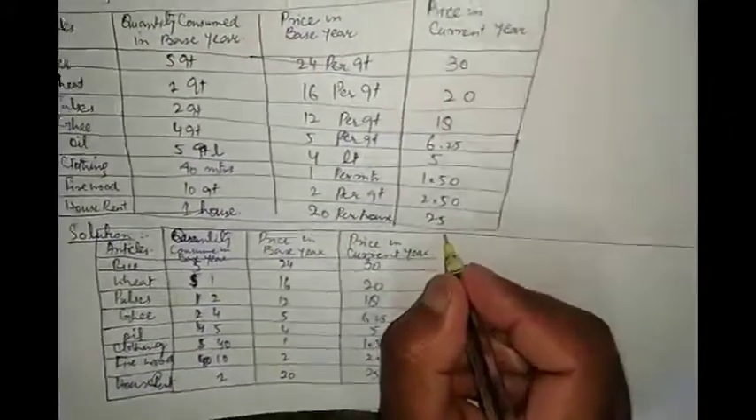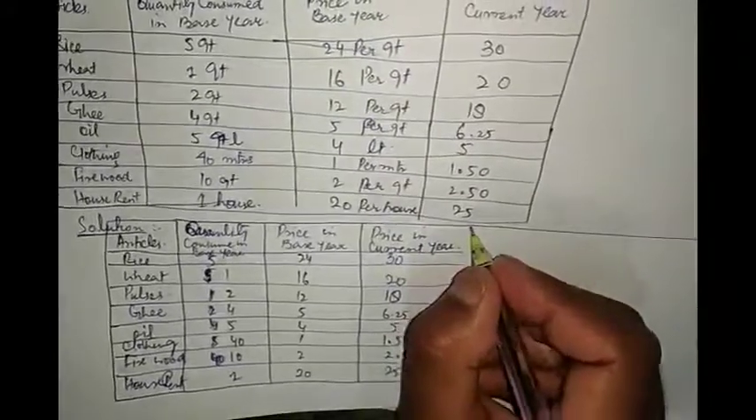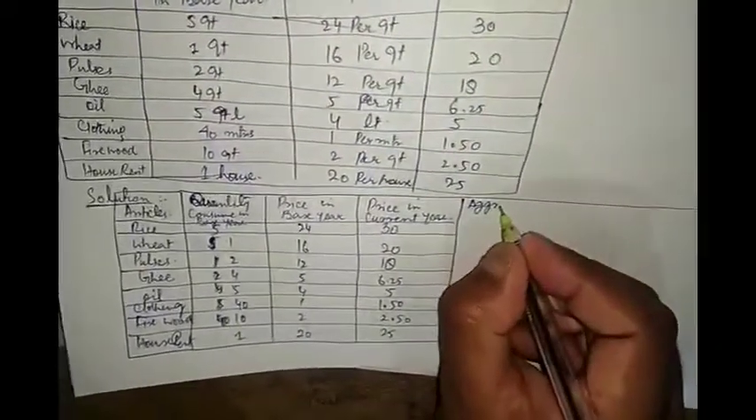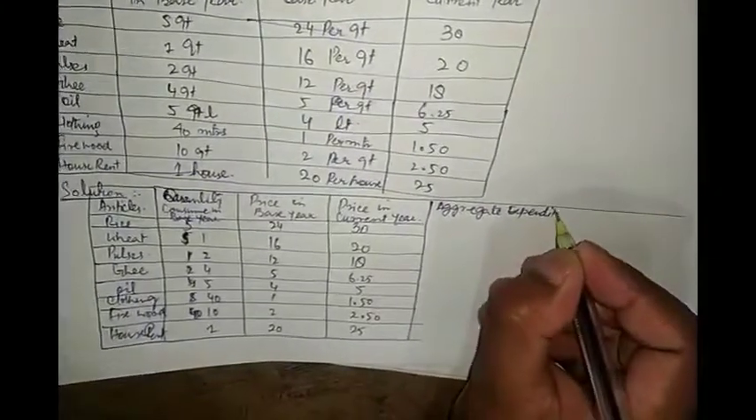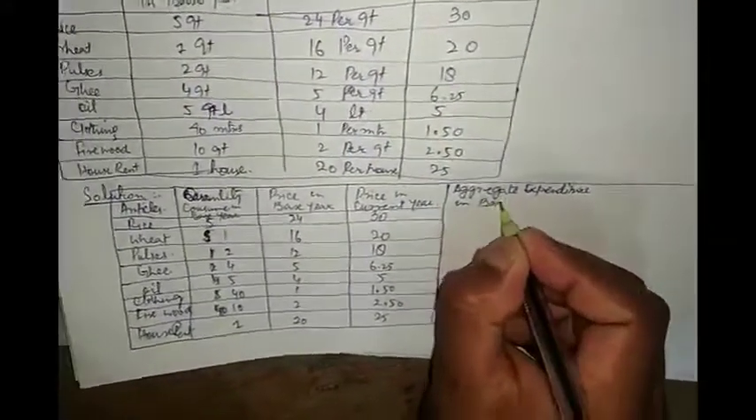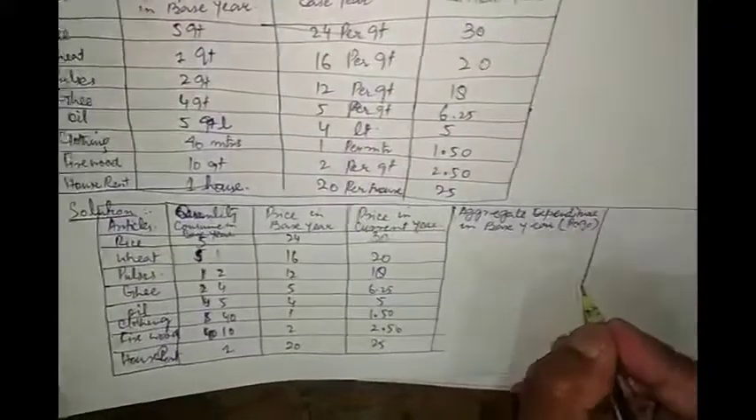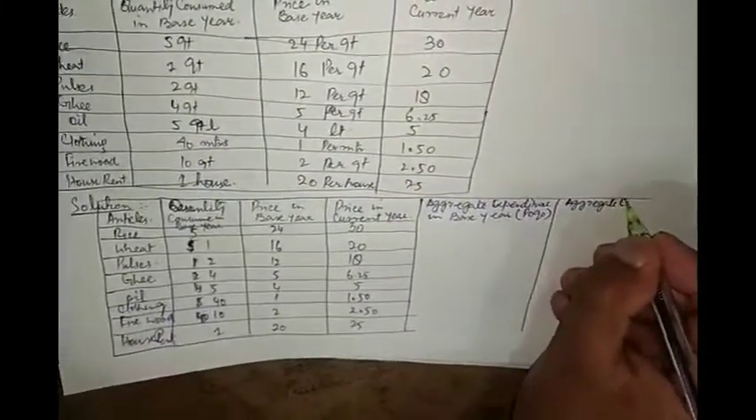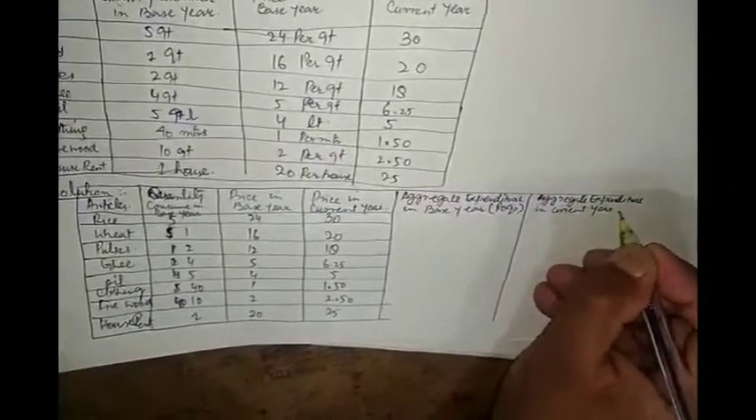Now we are finding the aggregate expenditure method. Aggregate expenditure in base year, that is P0 Q0. Then we have aggregate expenditure in current year, that is P1 Q0.